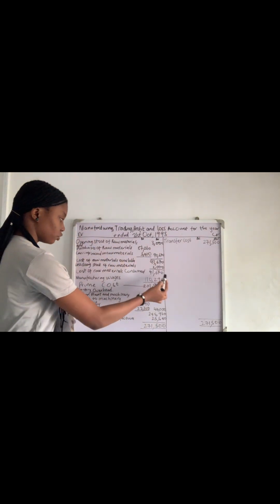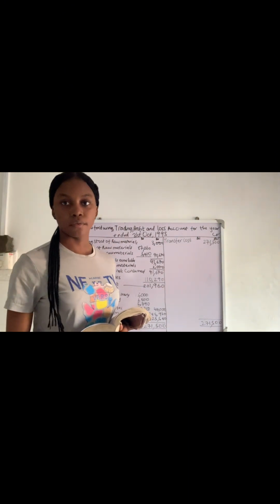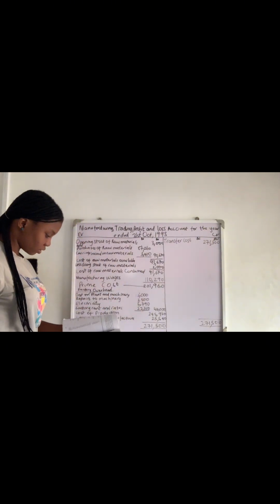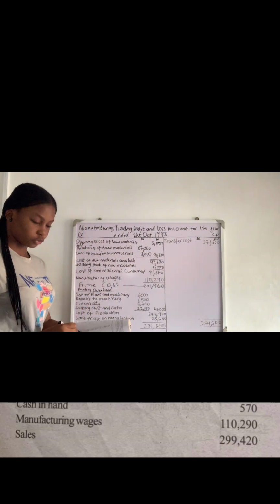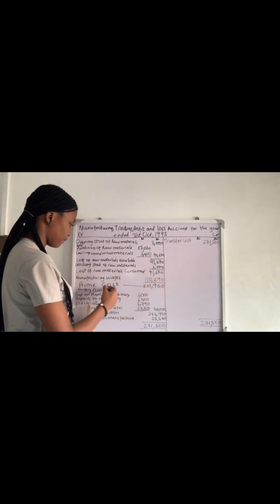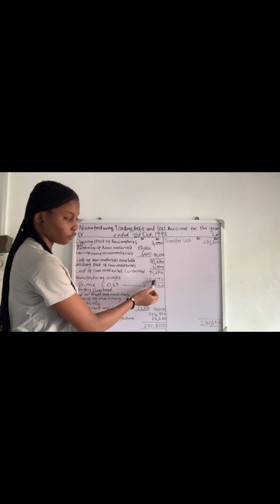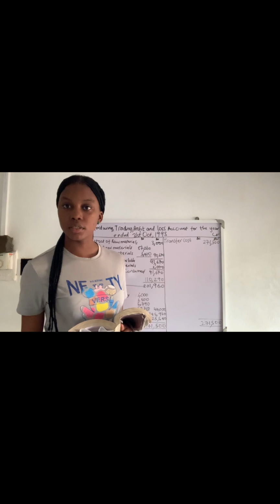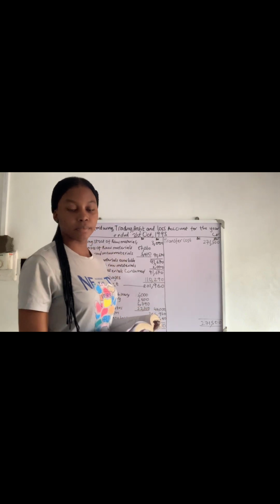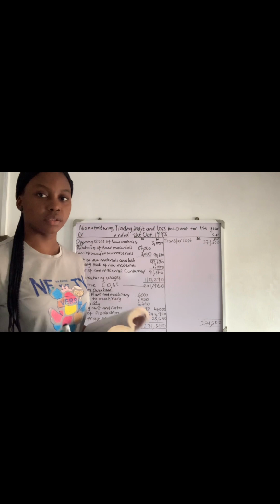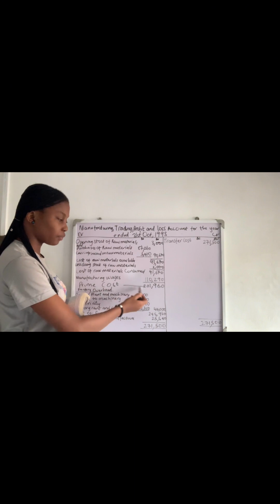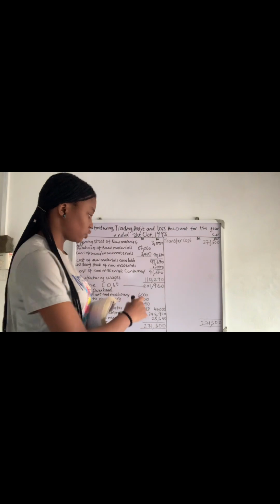So cost of raw materials consumed. Then direct expenses, direct wages relating to the factory. Manufacturing wages. If you check the question, 110,290 naira. That's it here. Then you add it to your cost of raw materials. Remember, that's not the only direct expense. You can also see royalties, other direct expenses, but the only one given here is manufacturing wages. So you add it to your cost of raw materials consumed, you get your prime cost. After you've added all your direct expenses, remember, you get your prime cost.